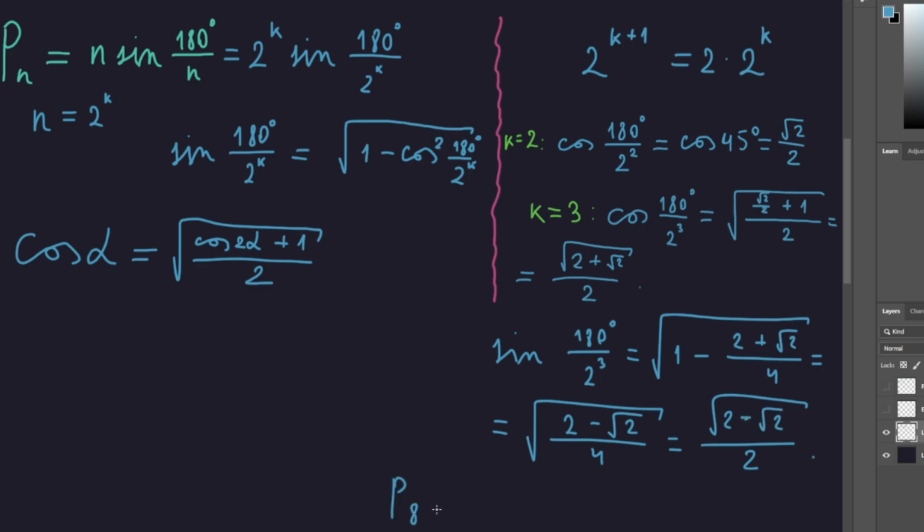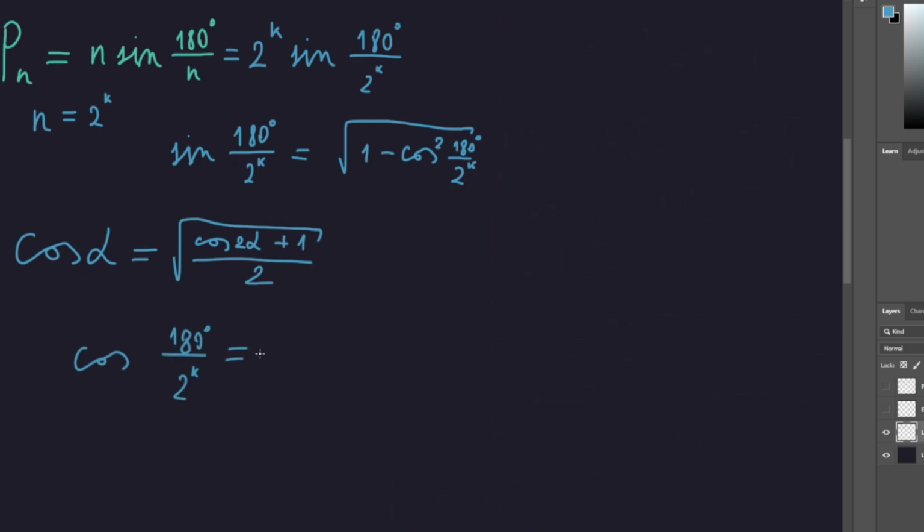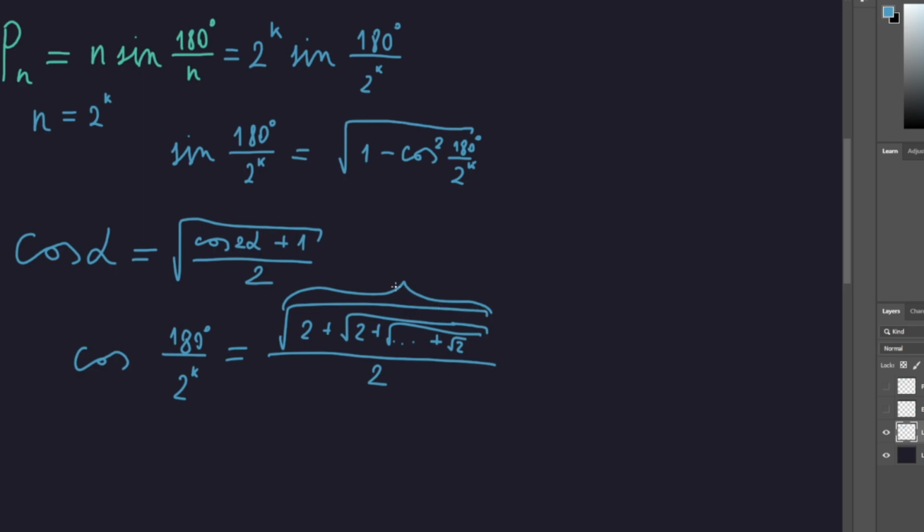And we just proved that the perimeter of a regular octagon is, as we saw before, exactly 4 times square root of 2 minus square root of 2. But this time, we did it via those formulas. Okay, we're now ready to prove that cosine of 180 degrees divided by 2 to the power of k is exactly square root of 2 plus square root of 2 plus and so on plus square root of 2, divided by 2, where the number of 2's here is exactly k minus 1.